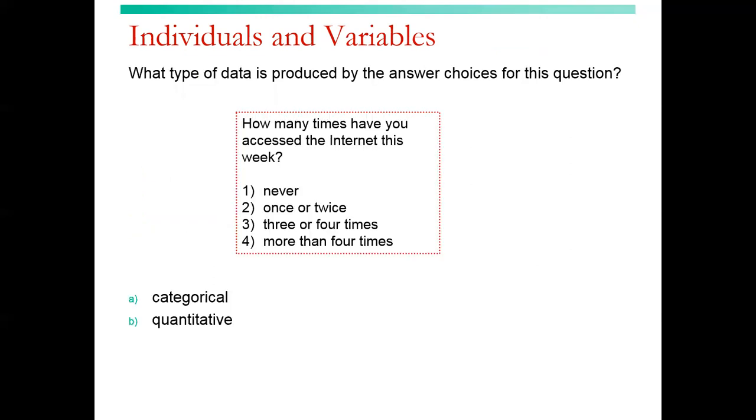What type of data is produced by the answer choices for this question? We have answer choices never, once or twice, 3 or 4 times, and more than 4 times. This is categorical. It seems like numbers, but we wouldn't add these results. We also have choices like more than 4 times.